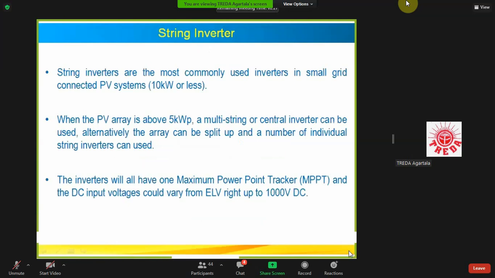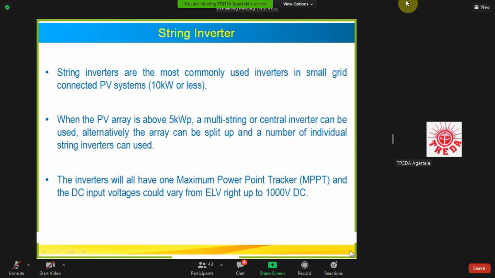The string inverters are the most commonly used inverters in small grid connected PV systems, up to 10 kilowatt or less. This is for a small power plant. And when the PV array is above 5 kilowatt, a multi-string or central inverter can be used. Alternatively, the array can be split up and a number of individual string inverters can be used.